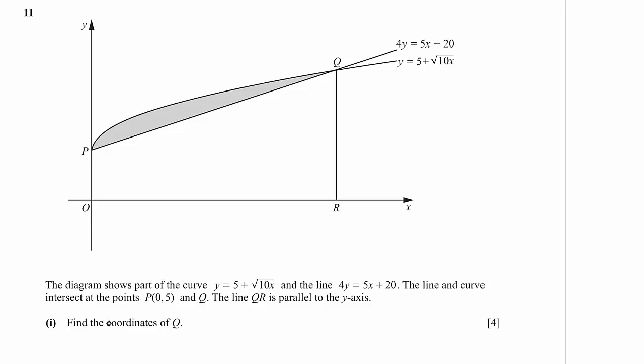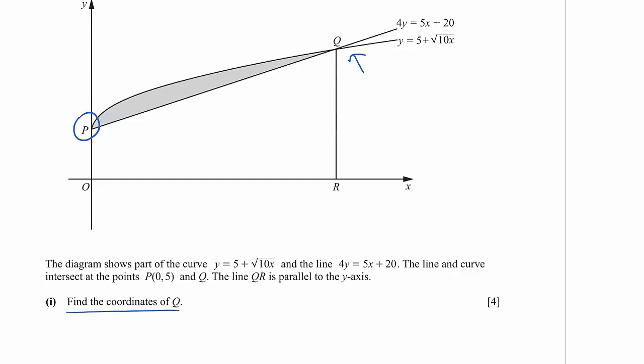The diagram shows part of the curve y equals 5 plus root 10x and the line 4y equals 5x plus 20. The line and curve intersect at the point P, which is (0, 5), that's this point over here, and at Q. We're told that QR is parallel to the y-axis. I think that's going to be important later on rather than now. We want to find the coordinates of Q, and that's going to be a case of doing simultaneous equations.